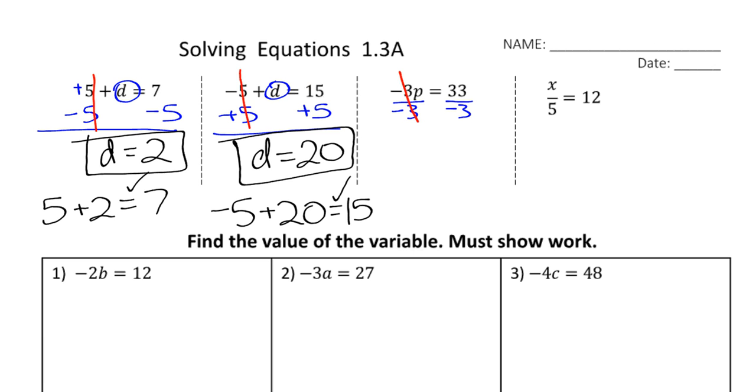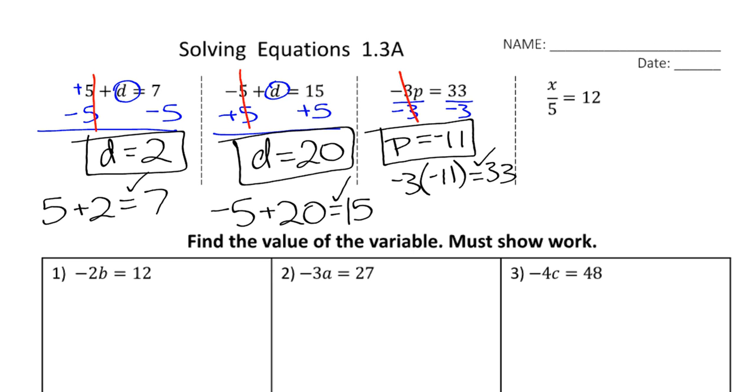So this is always going to cancel out. Then we're left with p equals 33 divided by 3 is 11. Positive divided by negative is a negative. So here is our answer. We can check it. Does negative 3 times negative 11 equal positive 33? Yes, it does. All right.